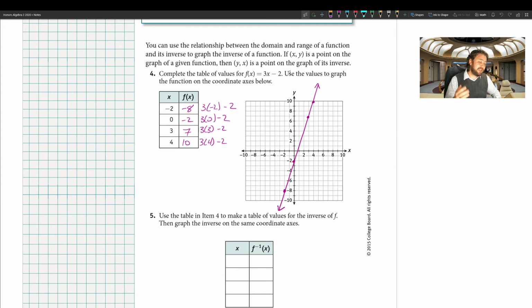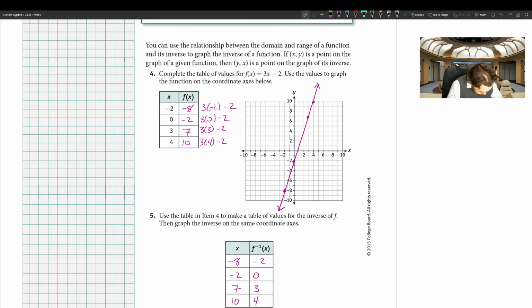The next part, we're going to do the inverse. This is actually really easy. When we do the inverse, we're just going to take our x and our y and literally flip where they are. So it said -2, -8. That becomes -8, -2. So 0, -2 becomes -2, 0. 3, 7 becomes 7, 3. And 4, 10 becomes 10, 4. Good buddy. I'm going to go ahead and graph this one in blue so we can see the difference.